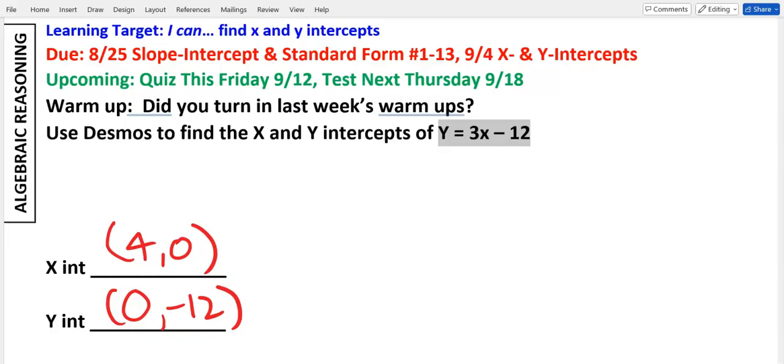All right. Well, here we go. We're going to do some notes. Point slope formula. This is, once again, review from Algebra 1. Stuff we've done.